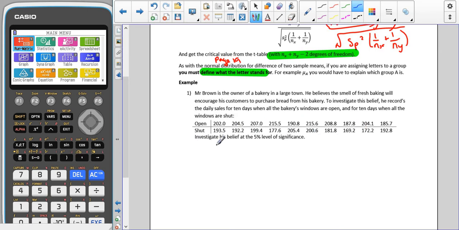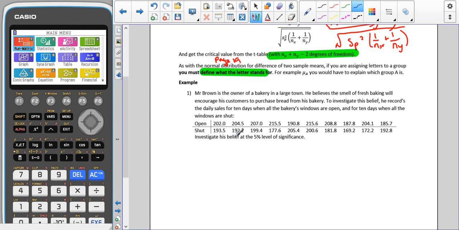This is not paired data. Even though we have the same amount of opening and being shut, it's not paired together with anything. It's not that this value here was on Mondays, this one here was on Tuesdays, and so on. It's just here is 10 random days where it was open, here is 10 random days when it was shut. So just be careful with that, because we are going to come on to what you have to do if it is paired data later on.